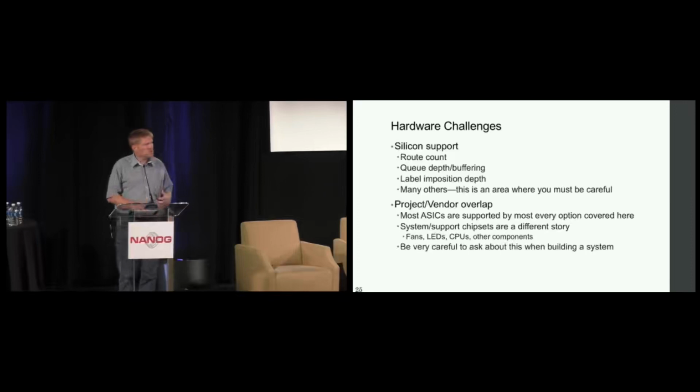Hardware challenges. Route count is low on a lot of these hardware platforms right now. Queue depth and buffering is variable. Label and position depth is very small in a lot of these things. If you're planning on deploying segment routing on top of these, you have to be very careful about your label stacks and what type of support you're going to get out of vendors in these areas. You need to do a lot of research on cost versus benefit analysis and a lot of research into what you get for your money in the Silicon support area before making a decision.